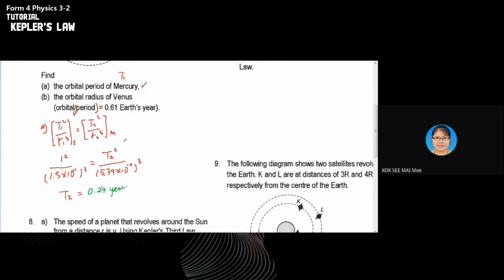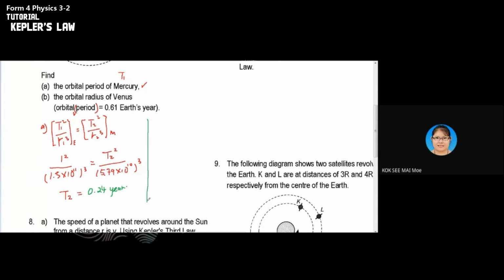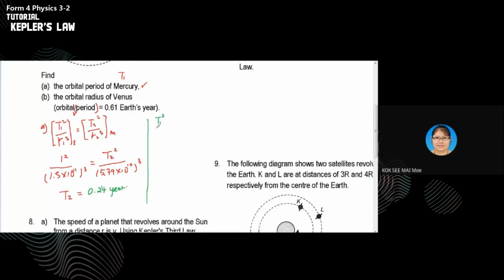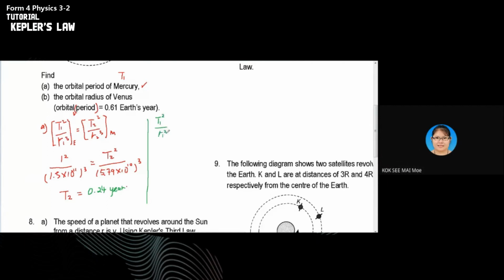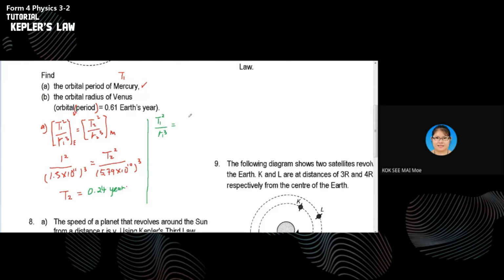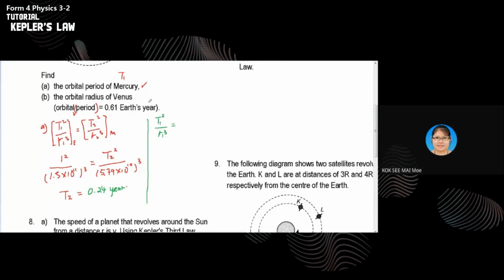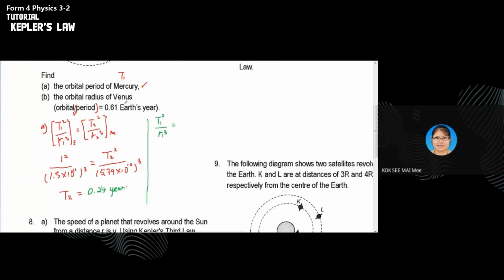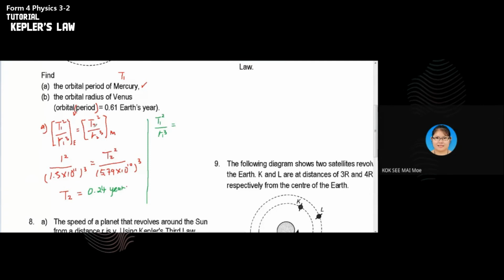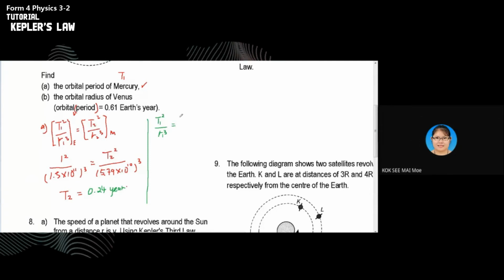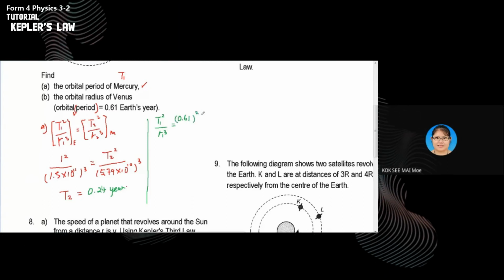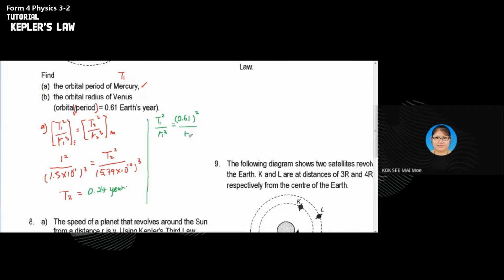Okay, then we continue for B. Okay, B now, they want to ask about radius of the Venus. So that means we're still using the Earth. The Earth is T1 square over R1 cube. Okay, now we go to Venus. Okay, Venus, we know the time already because they said 0.61 from the Earth years. So Earth is 1 year. So that means the orbital period for the Venus is 0.61 years squared. Okay, now it's R2 cube.